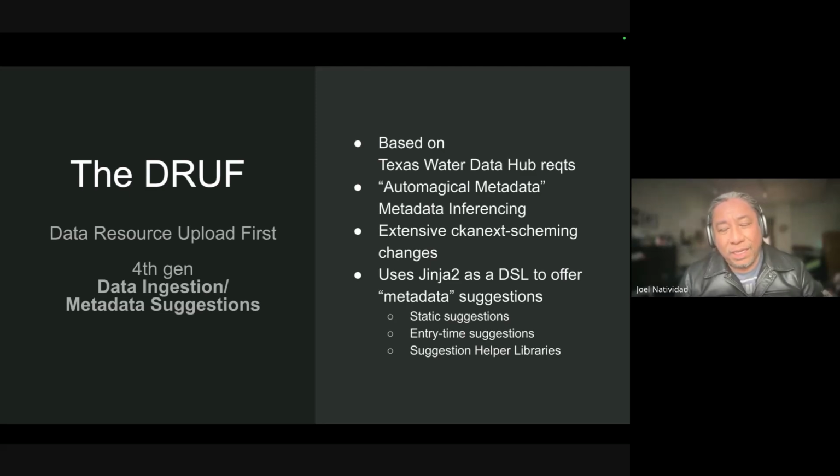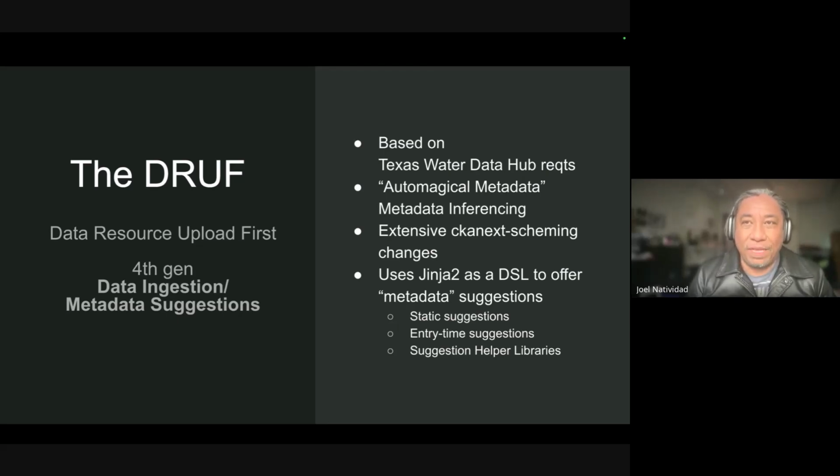So it took us a while, but we adopted Jinja 2 as our domain-specific language. We are all familiar with Jinja 2, at least people who deal with CKAN under the hood. That's how we do the templates in CKAN. But it turns out Jinja 2 is also a great DSL for doing calculations after you ingest the data. So we have 3 kinds of calculations or suggestions. There's the static one, the entry time suggestions, and hopefully over time we'll have helper libraries that people can share with each other, almost like Excel formulas.